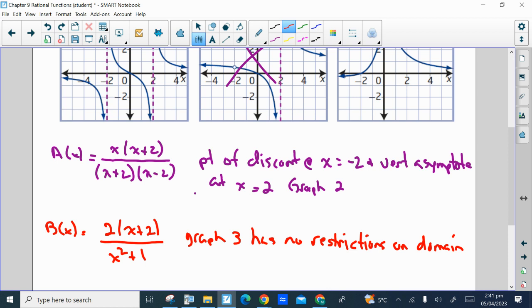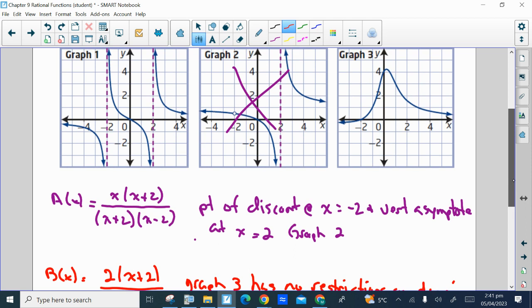You could also say that the x-intercept of this equation would be negative 2. Remember, a rational function equals 0 when the top equals 0. The top will equal 0 at negative 2. So we can also say it has an x-intercept at x equals negative 2, which is also graph number 3. And that's the only x-intercept because that's the only 0.